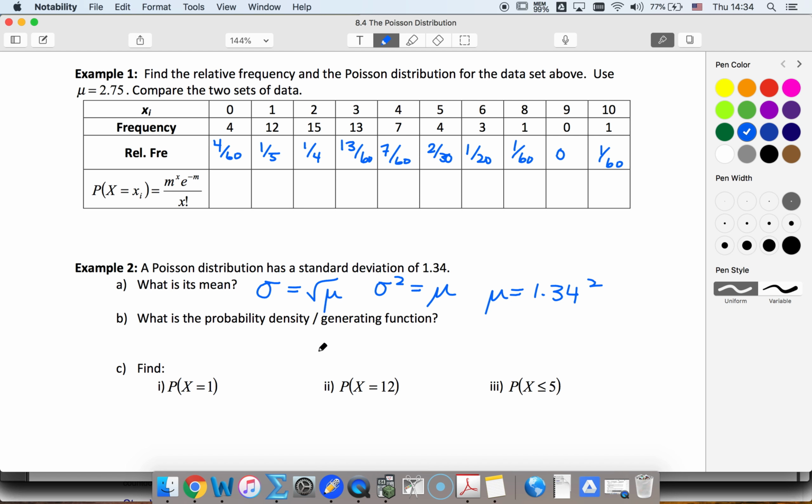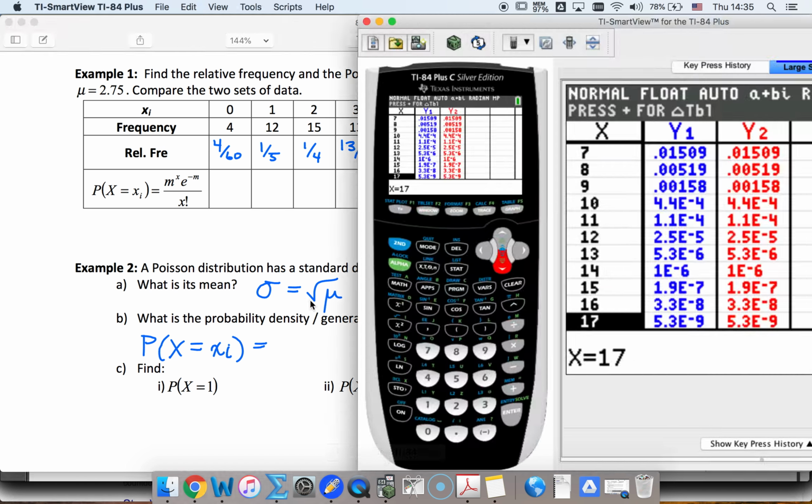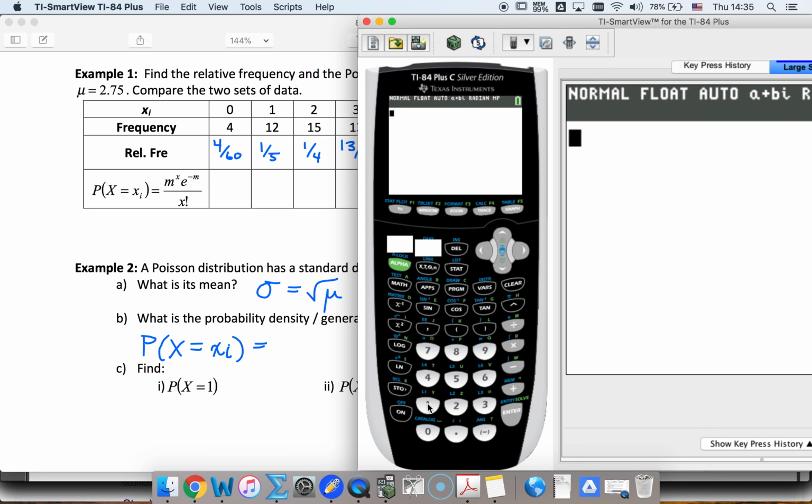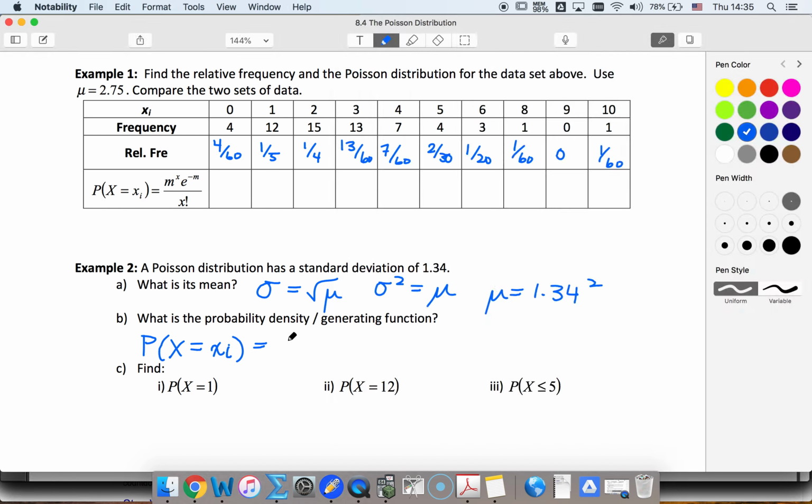My probability density generating function then, well, I'm going to use this formula. This is what gives me my probabilities. So probability that x equals xi is going to be equal to my mean. So let me go ahead and calculate 1.34 squared. And we get 1.7956. And I'll raise that to the power x times e to the negative 1.7956, and then I'll divide that whole thing by x factorial.